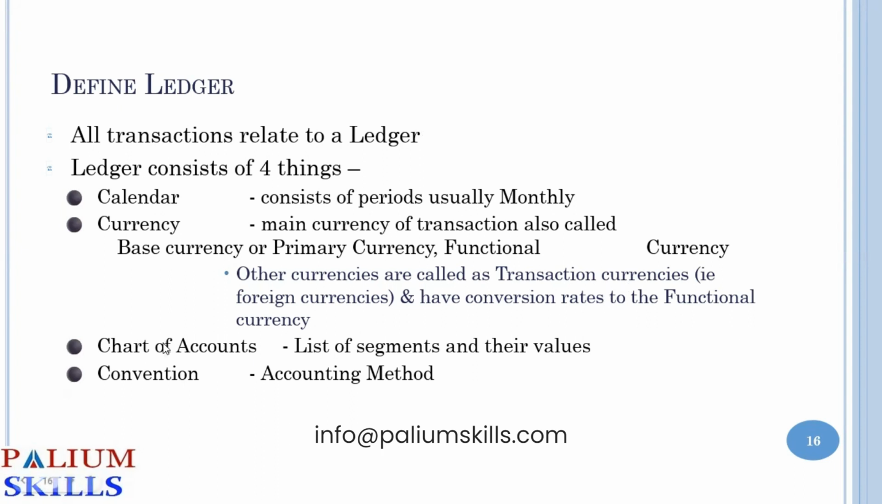Then you have the chart of accounts, which is the list of all the segments and their values. So account code, it's a company, lines of business, then your cost centers or your intercompany accounts. These are all your segments that you can have. Against each of those segments, you will be recording your accounting transaction. Then you have convention. Convention is your accounting method. What are the two main accounting methods? One is cash, one is accrual. So you'll have to choose between cash and accrual.